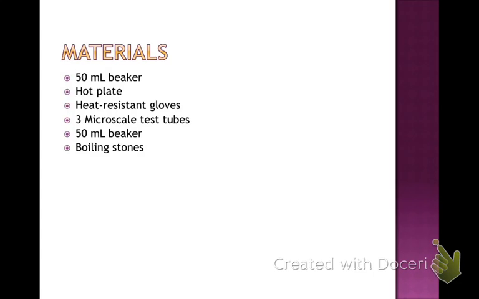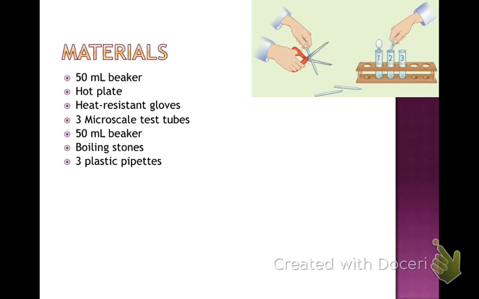You'll need boiling stones, so I'll have that in the fume hood for you. 3 plastic pipettes. Now the textbook in step 6 of the procedures tells you to cut the pipettes. Go ahead and do that beforehand. So this is what you're supposed to do.